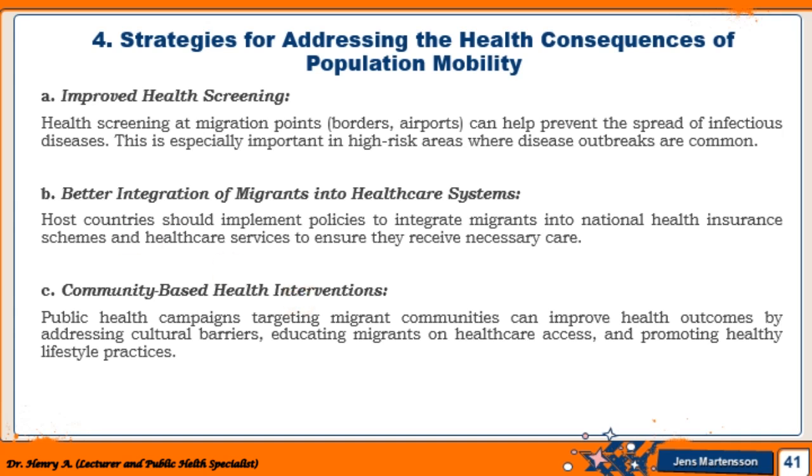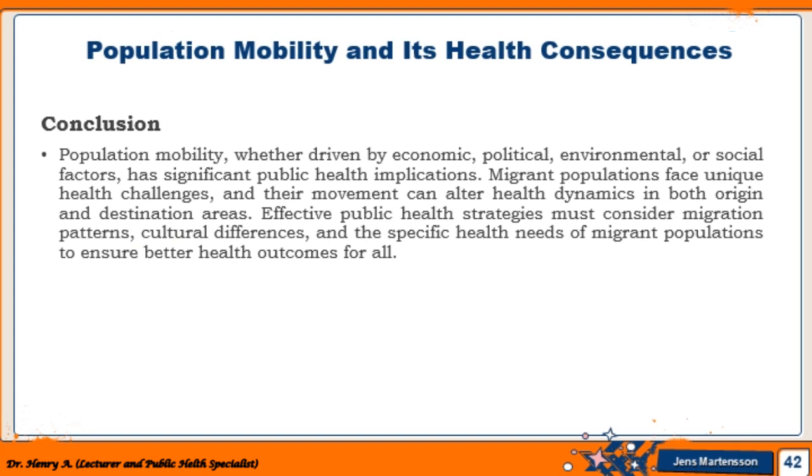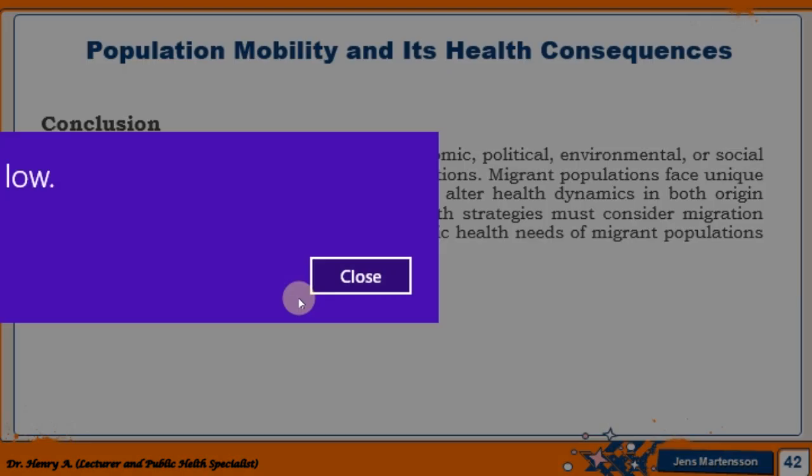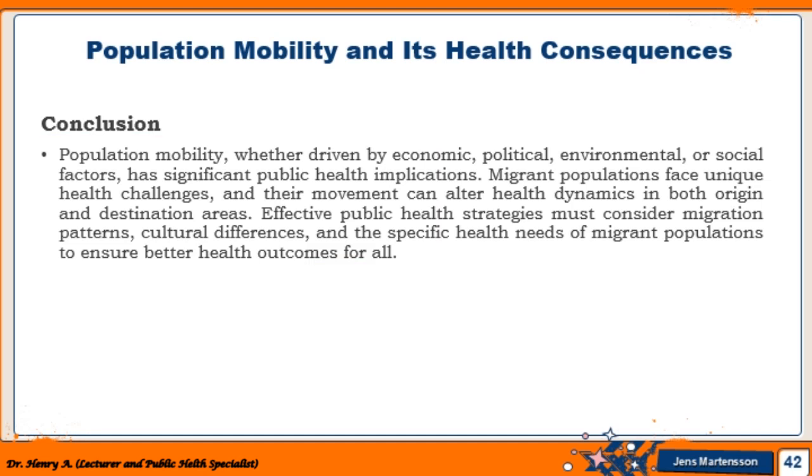Now, in conclusion, population mobility, whether driven by economic, political, environmental or social factors, indeed has significant public health implications. Migrant populations face unique health challenges, and I've told you the reasons why. Their movement can alter a lot of health dynamics in both the origin and the destination areas. So effective public health strategies must consider migration patterns, cultural differences, and also the specific health needs of this migrant population as they come in, because doing that will ensure better health outcomes for all.